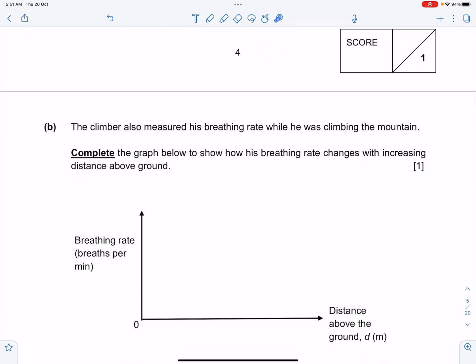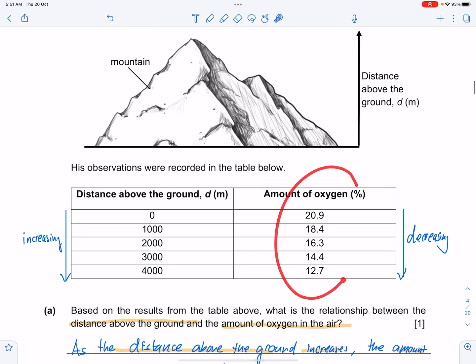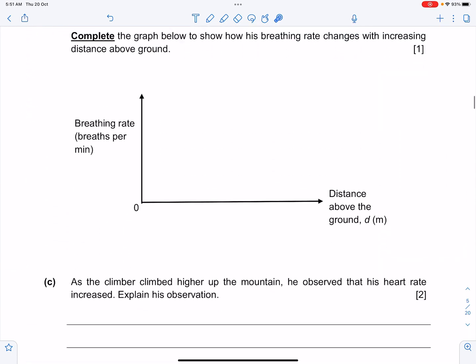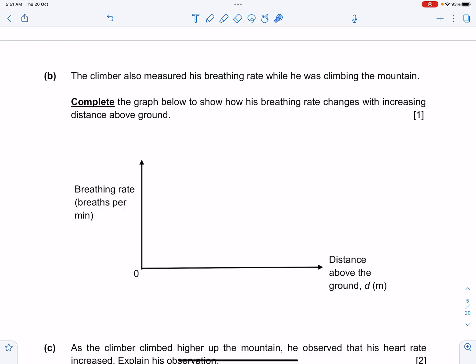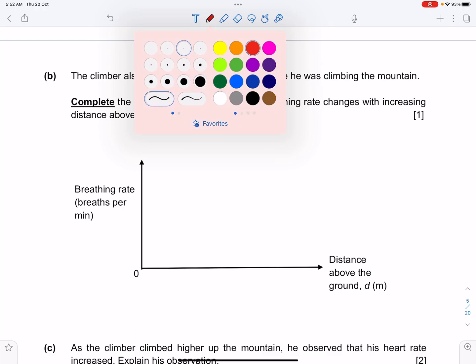Then they say, complete the graph below to show how his breathing rate changes with increasing distance above the ground. So think about it, as he's climbing the mountain, he will get more tired. It is getting more fatiguing for him. He is using more energy. On top of that, the amount of oxygen is getting lower, which means that with every breath, he is getting less oxygen as he goes up the mountain. Therefore, his breathing rate should increase, all right, so that he gets more oxygen. So the trend that we're looking for is something that looks like this.